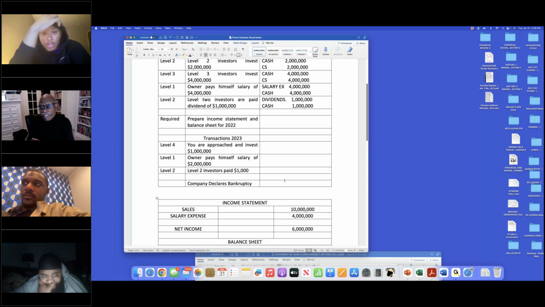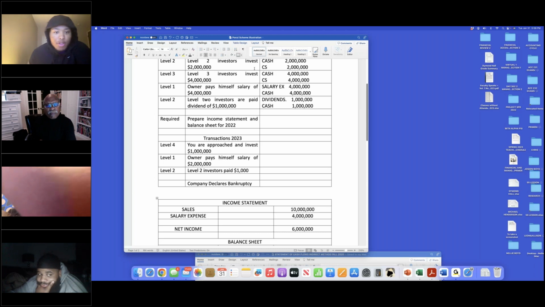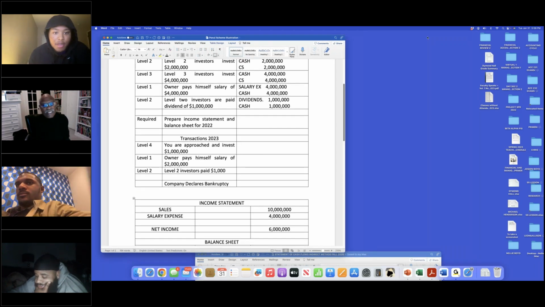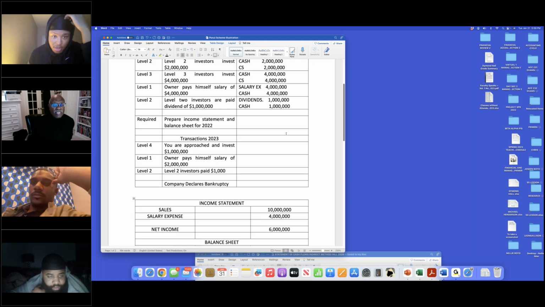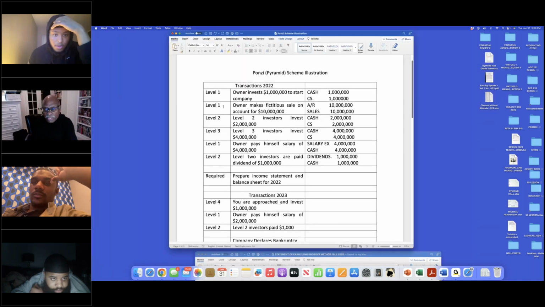Are we supposed to answer that question? So in 2023, investing 1 million, paying the salary of 2 million, and investing 1 million, or is this the level 2 investors paying you? Level 2 investors. Remember, there were level 1 investors, the owner. Level 2, they put in 2 million. Level 3, and you at level 4.